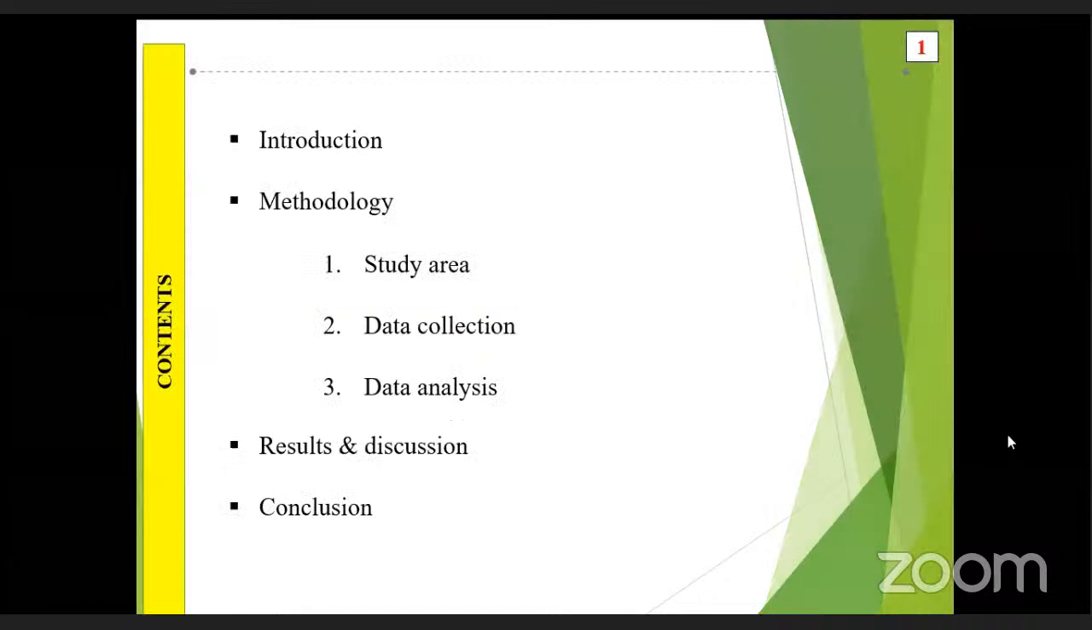The contents of my presentation are, at first, the introduction and some of the concepts I'm going to tell about, then the methodology of my study, followed by a brief about the study area, then data collection and data analysis methods, followed by subsequent results and discussions about the results of the project, and further the conclusion about the study.